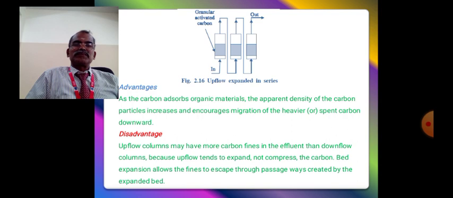Bed expansion allows the fines to escape through passageways created by the expanded bed. So in the upflow method, there is a possibility of expansion of the bed, and carbon fines also flow along with the outlet treated air or water.